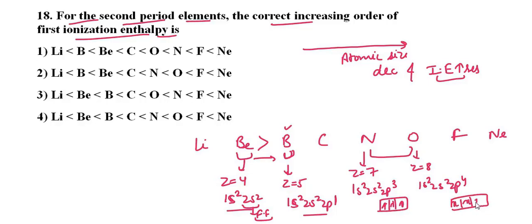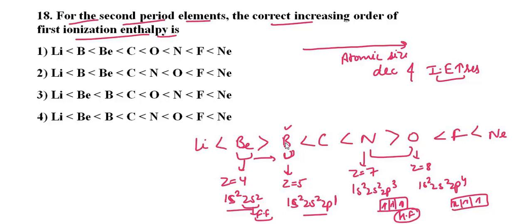But when we remove one electron in the case of oxygen, then it will become half filled. Then it is easy to remove an electron from oxygen as compared to nitrogen, because nitrogen has a half filled configuration and removal of an electron from half filled is difficult. So the ionization enthalpy of nitrogen is greater than oxygen. Other elements will follow the normal trend. Normal trend is what? Ionization enthalpy increases from left to right.